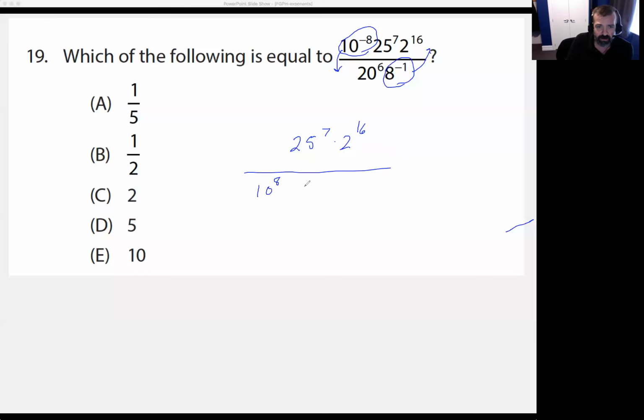And again, we got 20 to the 6th power, and then I got 8 to the negative 1. Well, that's going to go up here, up to the top. So anything that's negative, you can make not negative and move to the other side of the fraction pretty easily. All right, now sorting this out, because some are prime bases, some are not. Well, all right, what's the 25 made of? 5 times 5. All right, so I'm going to rewrite that 25 to the 7th as 5 squared to the 7th power. 2 to the 16th is already prime.